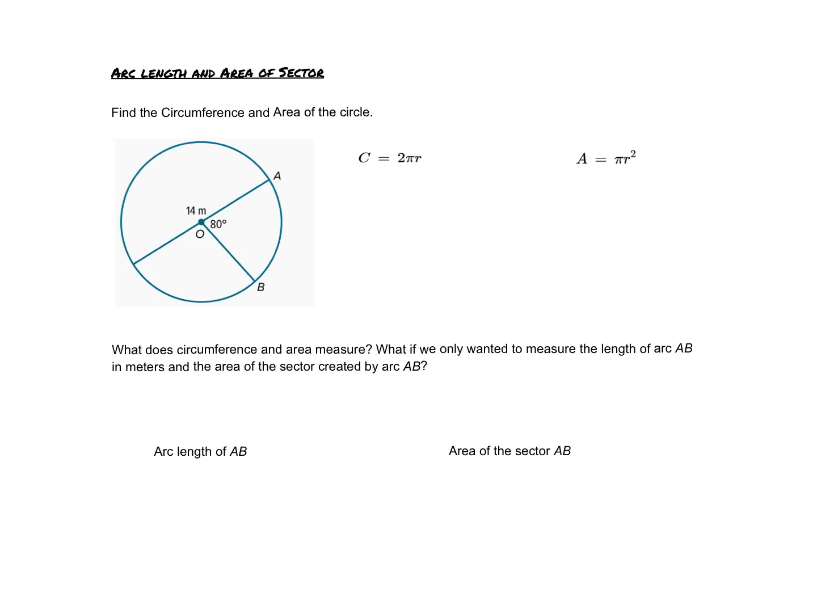Here we're going to do some more practice on calculating arc length and area of a sector. First thing we need to do is determine what the total circumference is and what the total area is. If you notice based on the picture, that 14 meters measures the diameter.